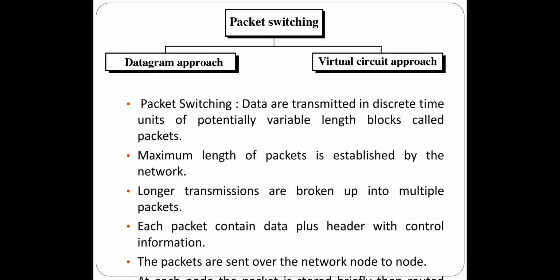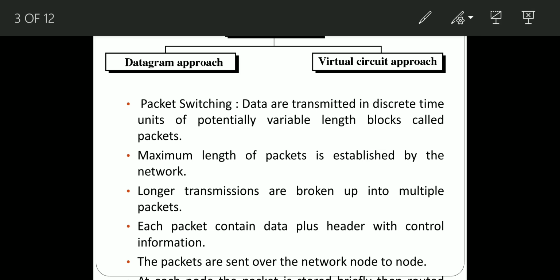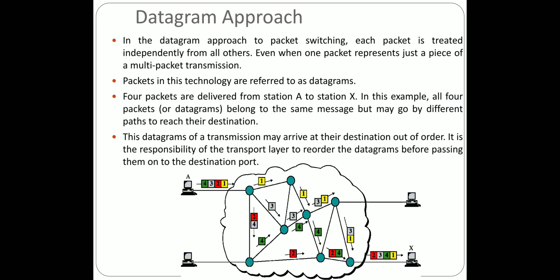And each packet will not only have data, it will also have some control information, like the header. Maybe the header will have some priority, or it can have a source or destination address. And these packets are sent from node to node. Okay, next is the datagram approach. Packet switching is divided into two types. One is the datagram approach and the second one is the virtual circuit approach.